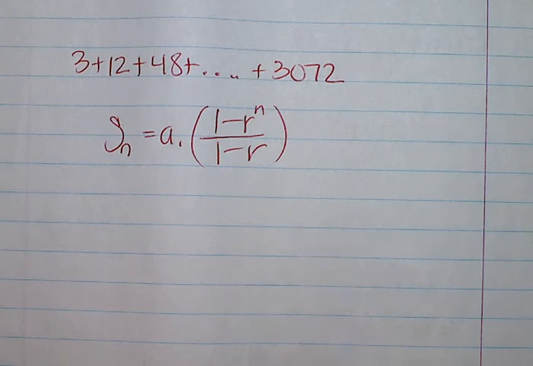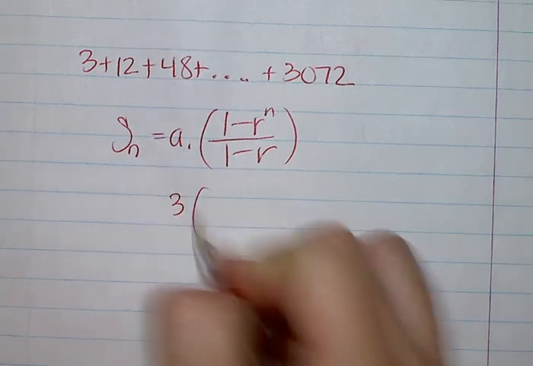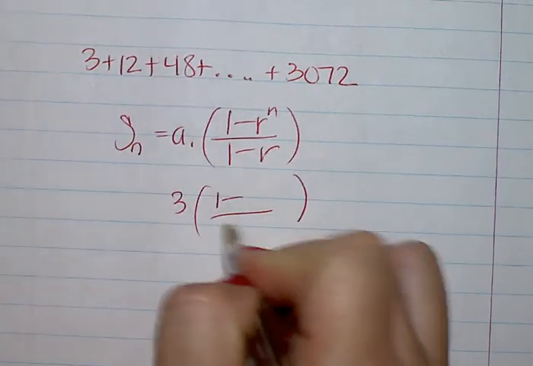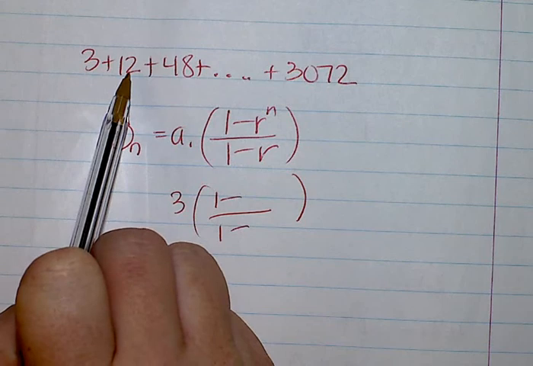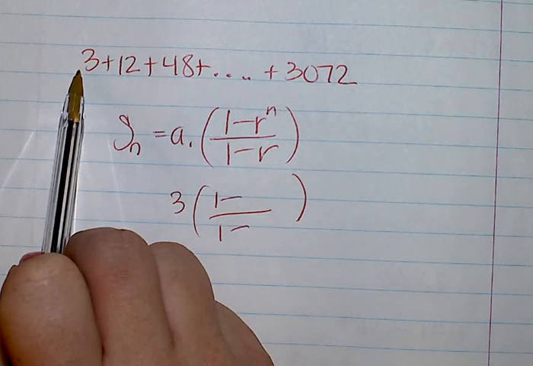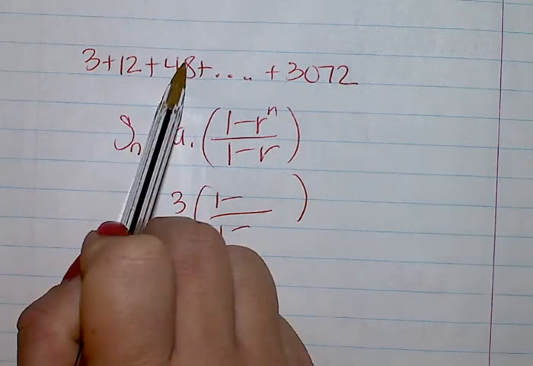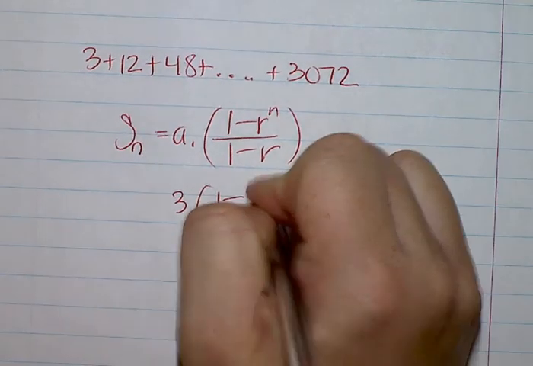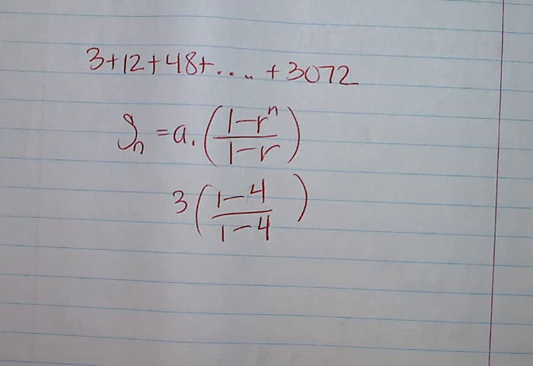So we can see this is obvious, the first one is 3. The rate of change can always be calculated by taking the second number and dividing it by the first. 12 divided by 3 is 4. Let's check. 3 times 4 is 12. 12 times 4 is 48. Hey, that works. Let's put a 4 down. Now, the confusing part for students is, what do I put for n?